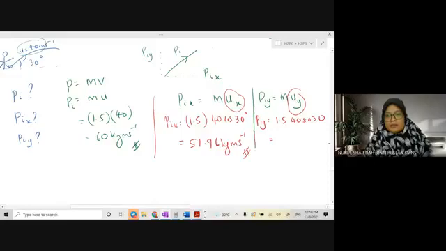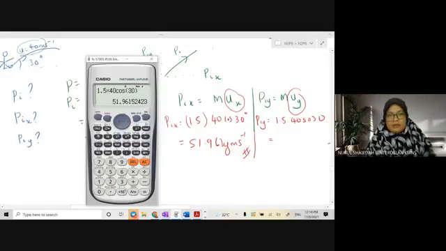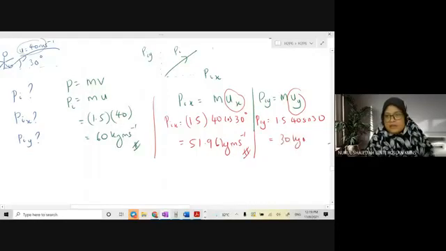So PIY, what do we get? 1.5 sama je, cuma tukar cos ni jadi... dia boleh tak cancel je tu? Tak boleh. 40 sin 30. Okay. So this one saya dapat 30. So 30 kg ms negative 1.